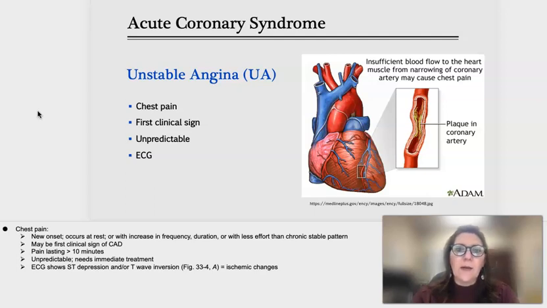So again, unstable angina, or angina, is chest pain. It could be a first clinical sign, unpredictable, and we're always going to look at the EKG. And in this picture, you can see a close-up of the vessel where there's plaque in the coronary artery, and that's what we do not want to break off, because that's the problem.